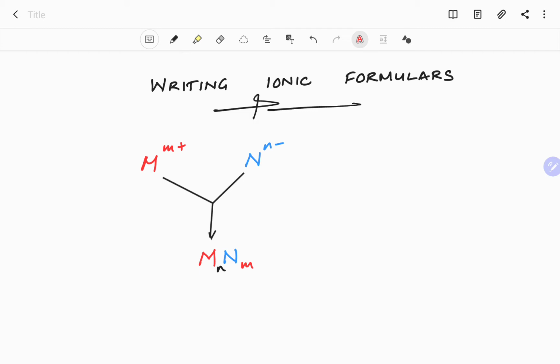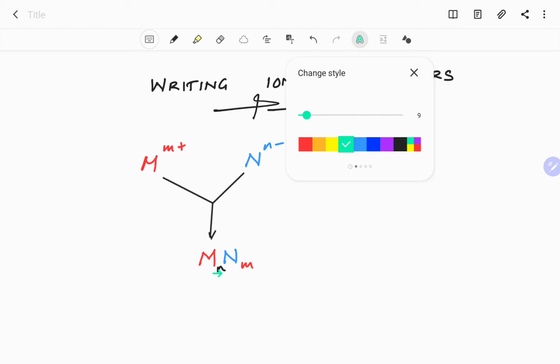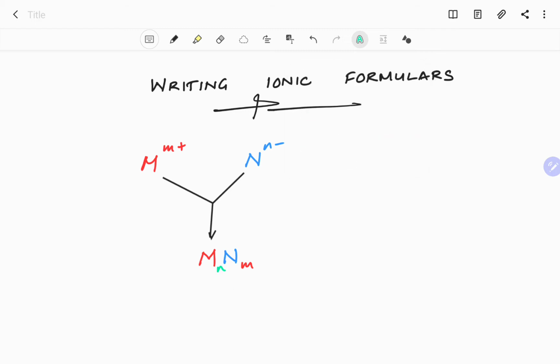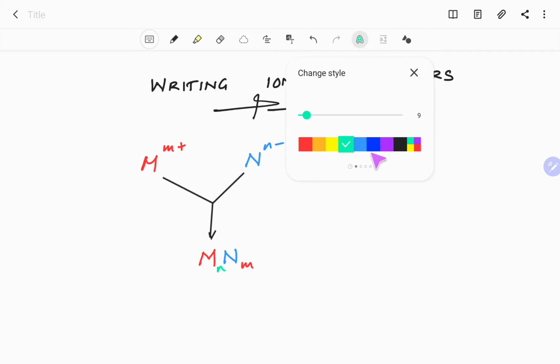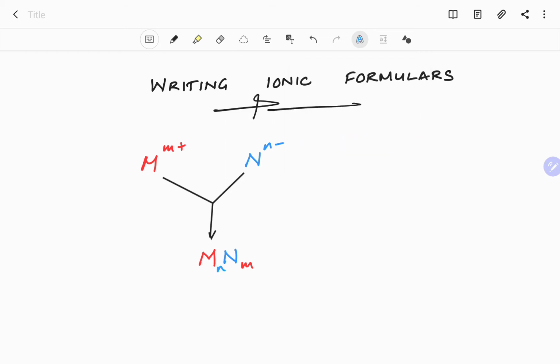But when writing these charges, we don't use the sign. We don't worry about whether it's positive or negative. We only need the numerical value, and we swap them and put them next to each other. Okay, so that is how you write the chemical formula. All right, so this is our chemical formula.